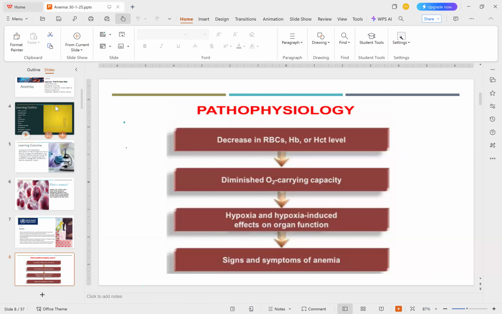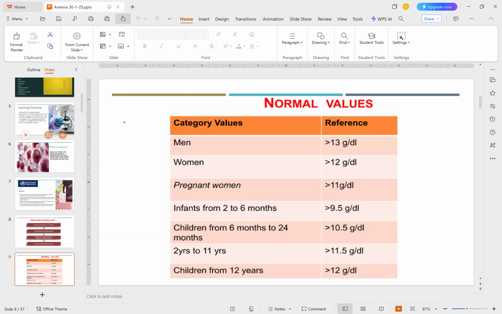Normal values of hemoglobin: in men more than 13 gram per deciliter, in women more than 12 gram per deciliter, in pregnant women more than 11 gram per deciliter, infants from 2 to 6 months more than 9.5 gram per deciliter, children from 6 months to 24 months more than 10.5 gram per deciliter, 2 years to 11 years more than 11.5 gram per deciliter, and children from 12 years more than 12 gram per deciliter.